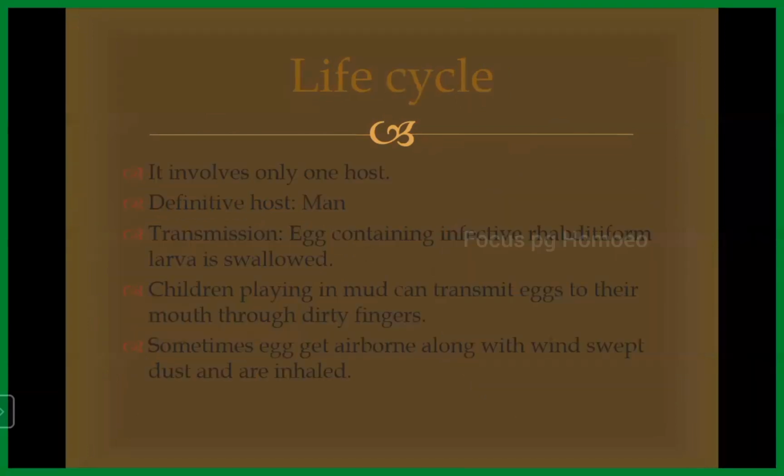Next is the life cycle of Ascaris lumbricoides. In Ascaris, only one host is present. There is no intermediate host, and the definitive host is man. Transmission mainly occurs when the egg containing infective rhabditiform larvae is swallowed. Mainly in children, infection occurs as they play in the mud, and from there the eggs are transmitted to the mouth through dirty fingers. Sometimes airborne spread is seen.